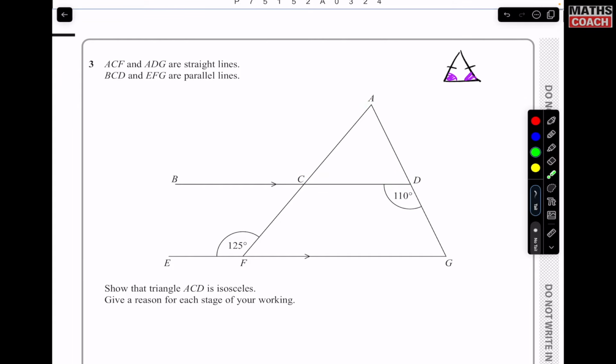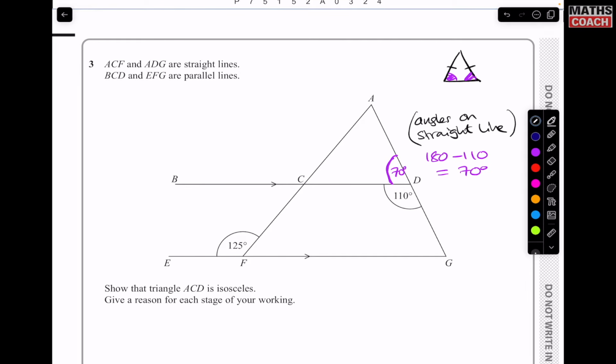Okay, let's see. We can actually find this one right there. Can you see? We can start off with that because that is a straight line. So let's go ahead and find that angle. This would be angles on a straight line. So therefore this would be 180, take away 110, and that gives us 70 degrees. So that is 70 degrees. And the reason, we have to give reasons, remember, angles on a straight line. So let's write the reasons down. So angles on straight line. Okay, there. Right, what's next?